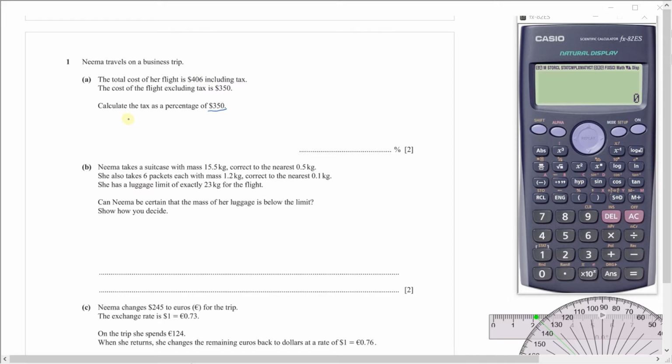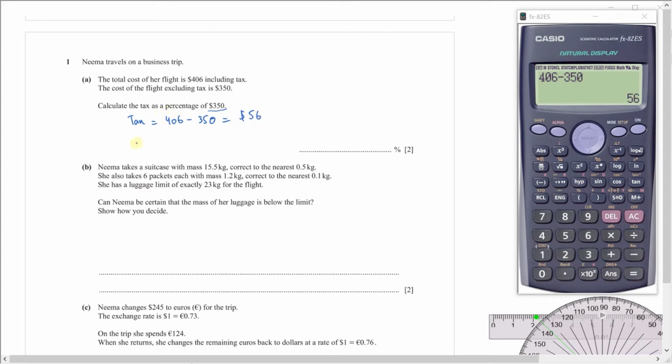So first we need to calculate the dollar amount of tax. So tax is the cost including tax minus the cost excluding the tax. So this will be 406 minus 350. This is $56. So the tax amount is 56.